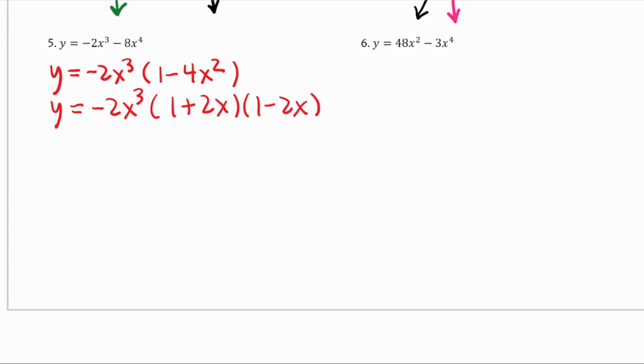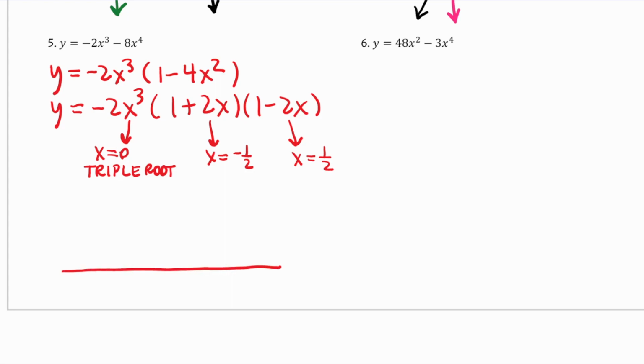All right, and so I think I might label my zeros in this case. I probably should have been doing that the whole time. Okay, so I've got x equals 0, which is a triple root. I've got 1 plus 2x equaling 0. That will give me x equals negative 1/2. Yeah, that would make that factor equal to 0. And if x was positive 1/2, if I plugged that in there, I would make that factor 0. Okay, so I've got my x-intercepts. I'm going to label them negative 1/2, 0, and 1/2.